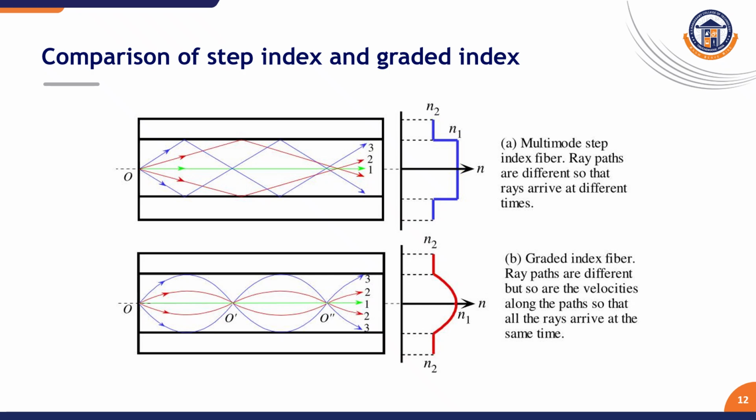The comparison of step index and gradient index fiber. In multi-mode step index fiber, ray paths are different so the rays arrive at different times. In gradient index fiber, ray paths are different but so are the velocities along the paths, so that all the rays arrive at the same time. These are the major differences between step index and gradient index fiber.